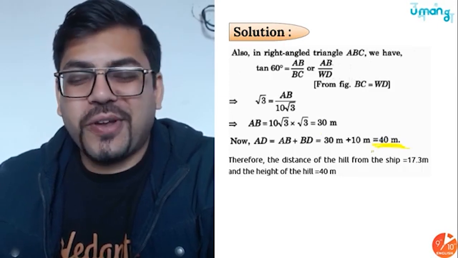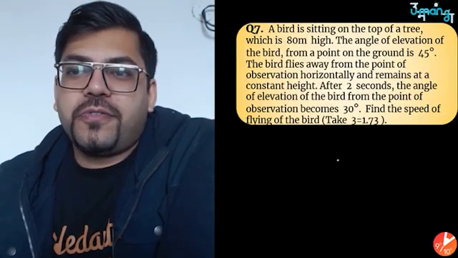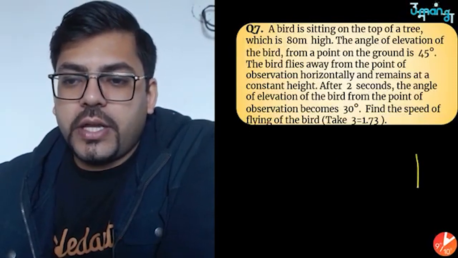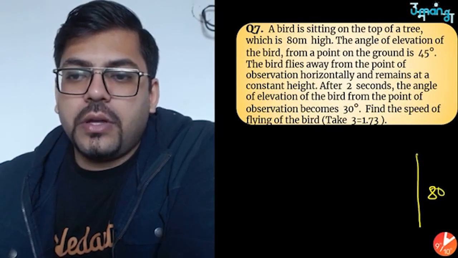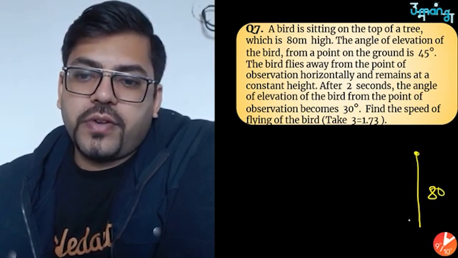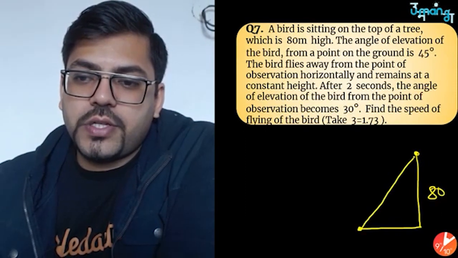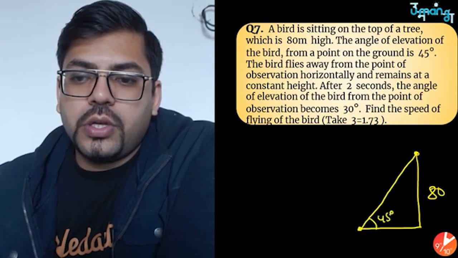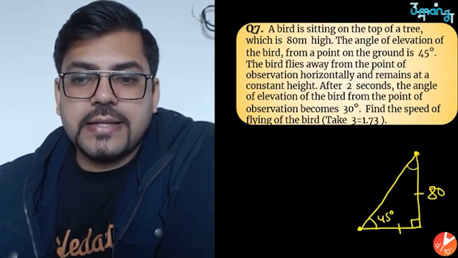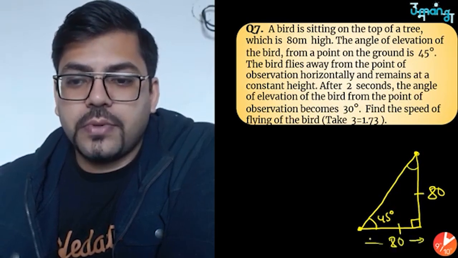Correct? Okay, next question. This next question says, a bird is sitting on the top of a tree, which is 80 meter high. Okay, so there is a tree, 80 meters high, bird is sitting here. The angle of elevation of the bird from a point on the ground is 45 degree. Okay, so from a point on the ground, the angle of elevation is 45 degree. Fine. So one thing is very clear, that if this is 90, this is 45, this will also be 45, and hence this triangle will be isosceles. So hence this is also going to be 80 meters.